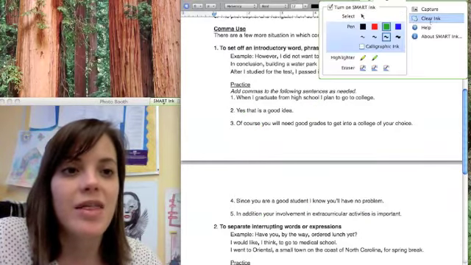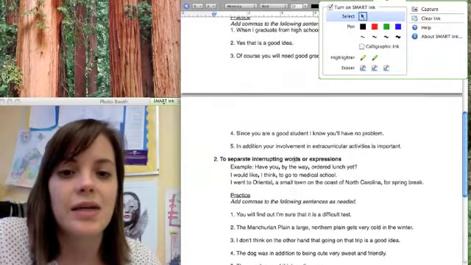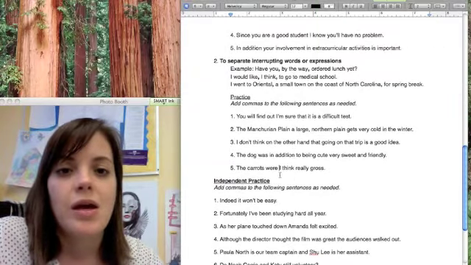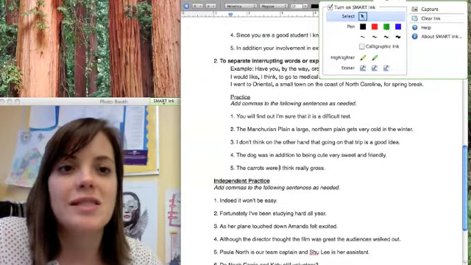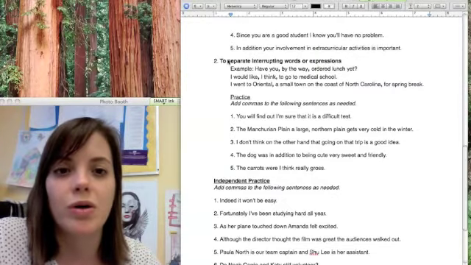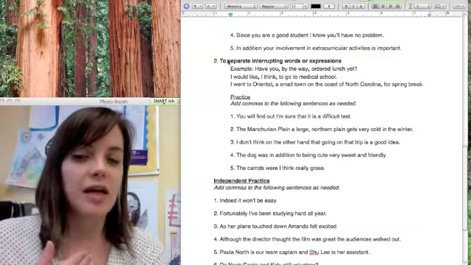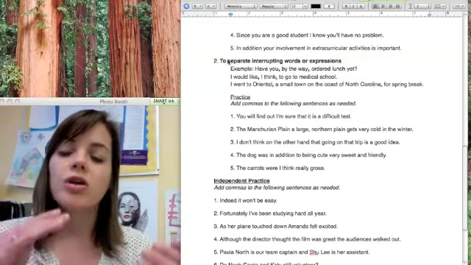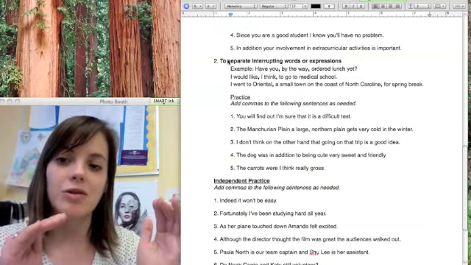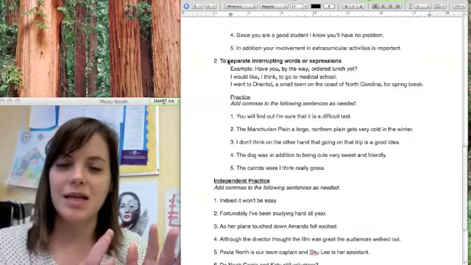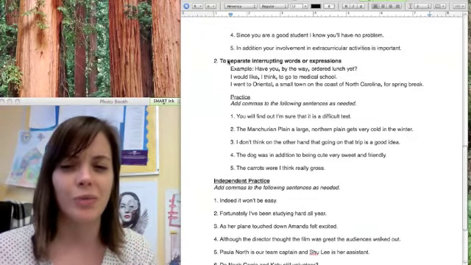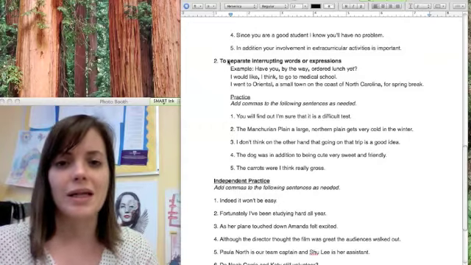That is down here. It says number 2. That's when we want to separate out interrupting words or expressions. Basically, this is if you interrupt yourself in the sentence. You want to put commas around that interruption to separate it from the rest of the sentence. Otherwise, it gets really confusing when you're reading. You'll notice what I mean when we look at the examples.